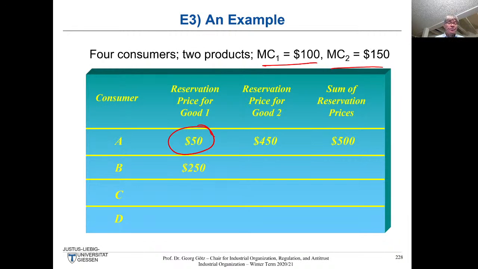Another consumer has more even reservation prices with a total of 525. Consumer C is similar, and consumer D is rather different in the sense that she doesn't care for good 2. So what should we do now?